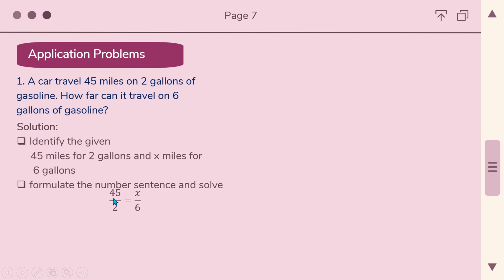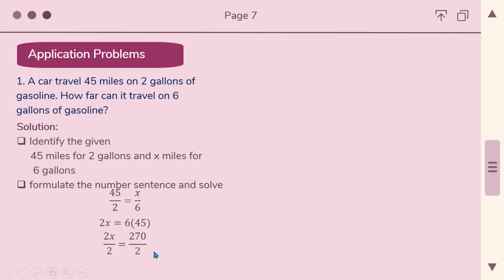So dapat magkaparihag yun ang content sa numerator. Ang i-represent sa 45 o ang i-represent sa x is the number of miles covered or the distance covered, while the denominator 2 and 6 is representing the number of gallons that is used up while traveling on the road. So next thing we do is to cross multiply. So 2 times x, go na ko multiply and 2 times x written on the left side is equal to 6 times 45. So what is 6 times 45? That is 270 equal to 2x.